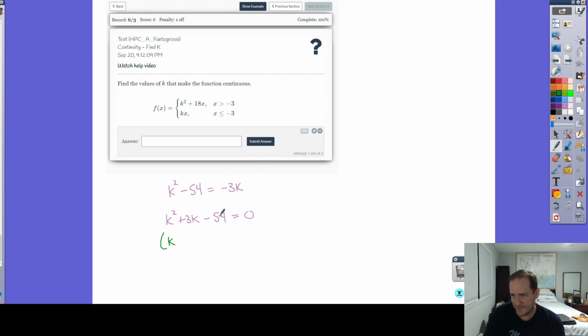And who are the factors of 54? Negative 54 that will give 3. Well, if it's negative 54, then I want two factors whose difference is 3. That's feeling like a 9 and a 6 to me. Nailed it. I want a positive 9 and a negative 6. So, plus 9.